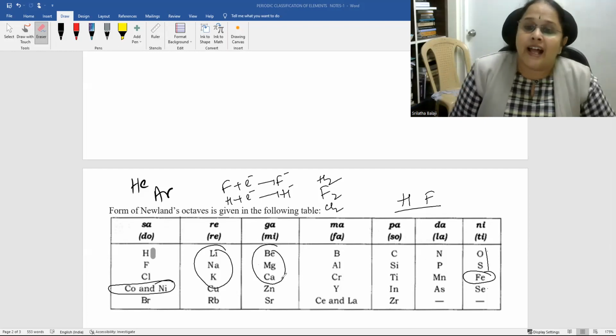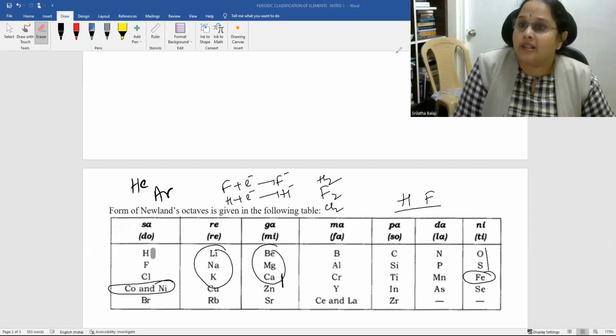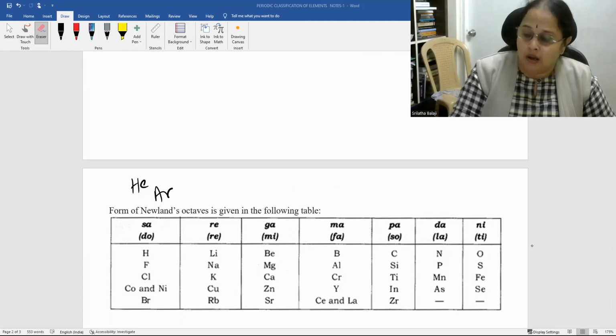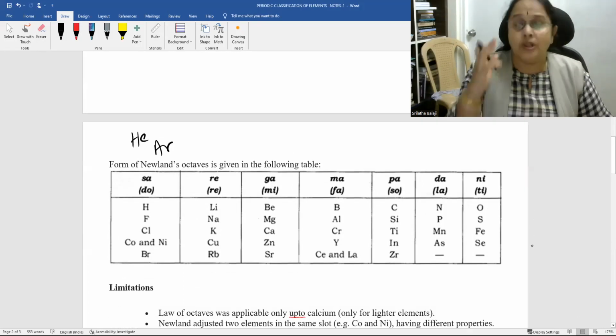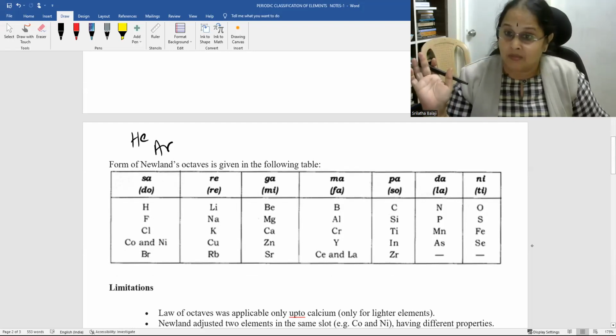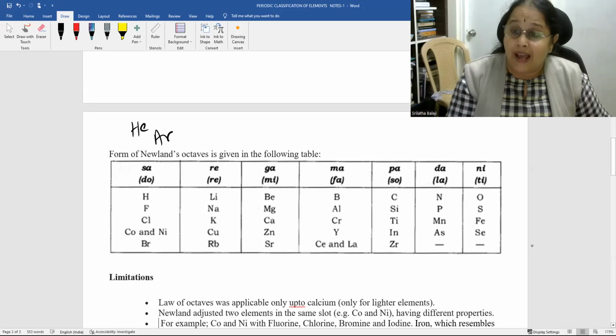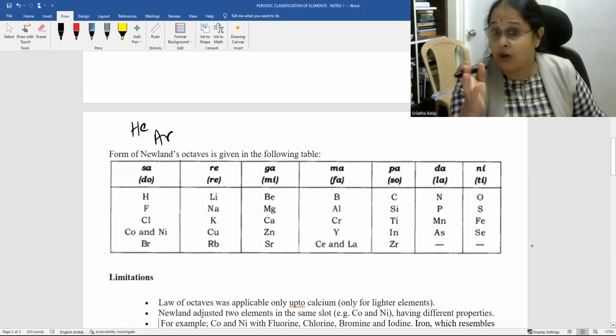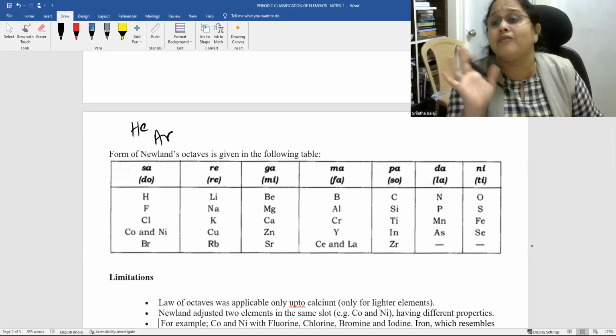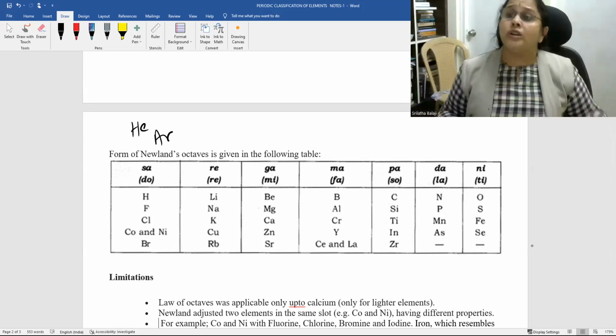So after calcium, this concept fades. After calcium, this theory, Newton's law of octaves, the octave concept, fails. And furthermore, as I told you, neon, helium, all these are missing from this chart. Noble gases were not yet discovered. With the discovery of noble gases, there's a total failure.